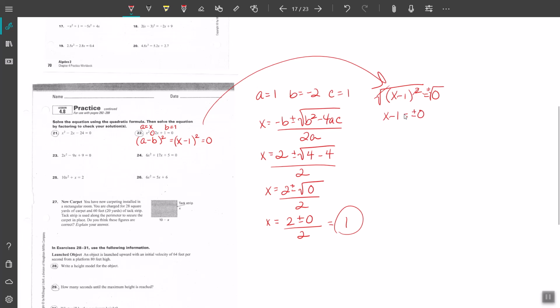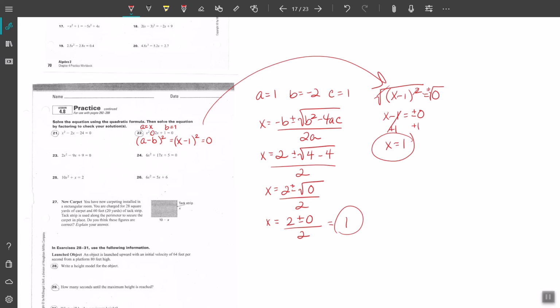Obviously, that is just 0, but if we finish this off, we can take the 1 over to both sides, and we can see that x equals 1 plus 0 or 1 minus 0. In either case, it's just going to give you an x of 1. So you could do it that way. That's the way we learned to do it in this chapter.